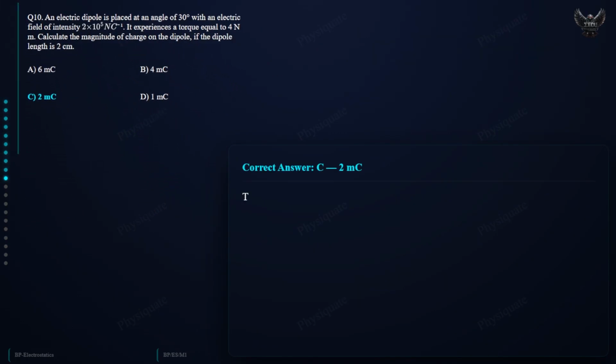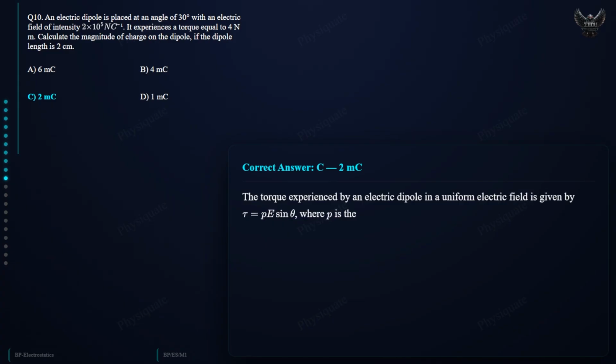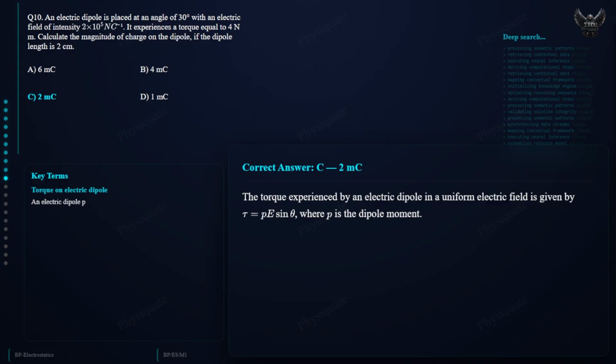Correct answer is option. The torque experienced by an electric dipole in a uniform electric field is given by τ equals P sin theta, where P is the dipole moment. Now let us consider torque on electric dipole. An electric dipole placed in a uniform electric field experiences a torque that tends to align the dipole with the field direction, and the torque magnitude is given by τ equals P sin theta.